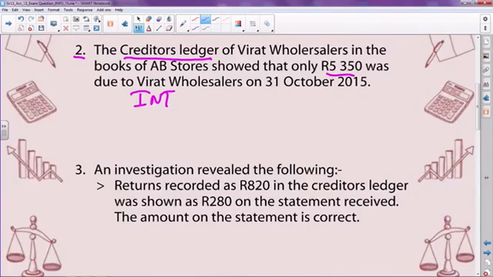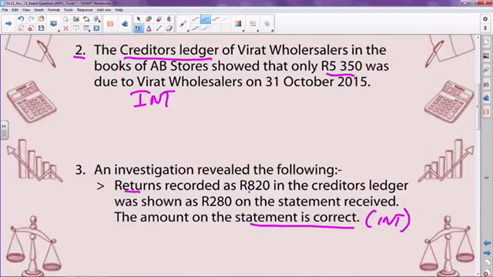statement is correct. Right, now guys, the first thing we need to do is ask ourselves, who made the error. Did we make the error or did our creditor make the error? Now, in terms of the information, the statement is correct. So in other words, unfortunately, the error was an internal error. We made the error. So what did we do incorrectly?